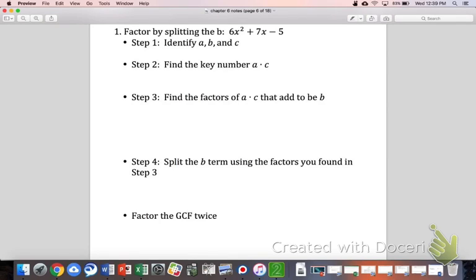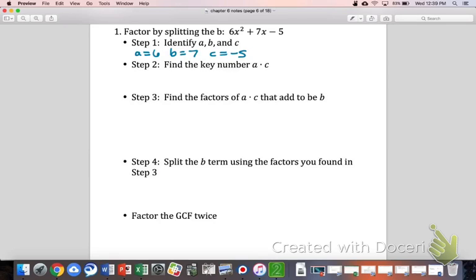So here are the steps. We're going to work to identify the a, b, and c. For our example here, the a would be 6, the b would be 7, and the c is -5. So we always want to correctly identify those, and if it's written in descending order, that's pretty easy to see.